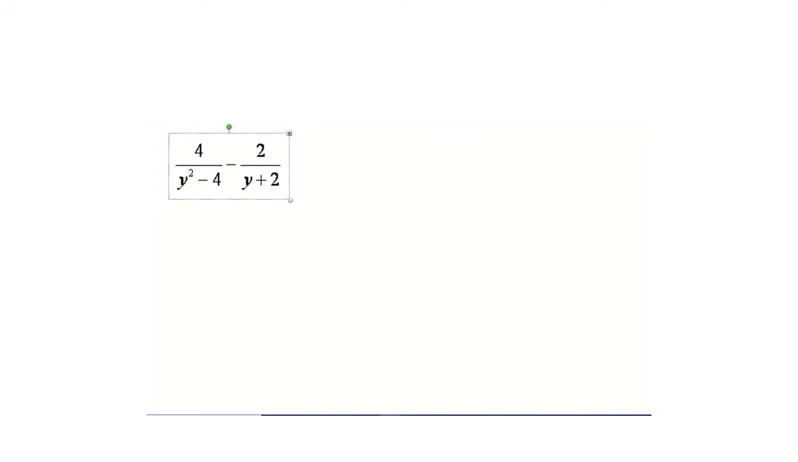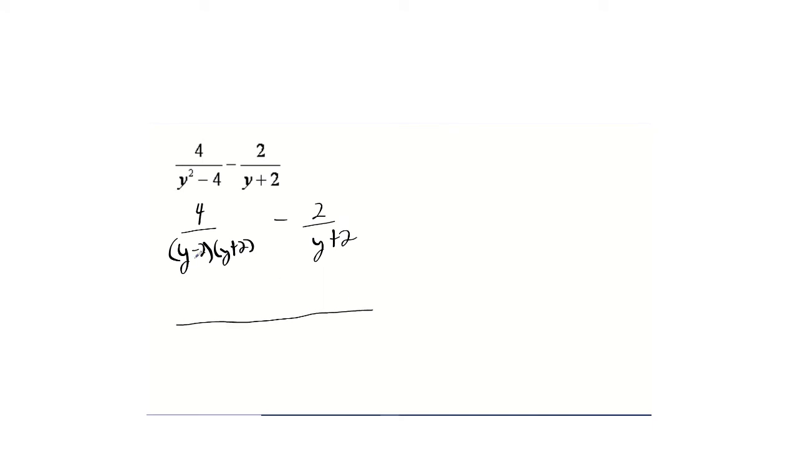This one's got some factoring I'd have to do first. So let's factor this first. So it's 4, w minus 2, w plus 2, take away 2 over w plus 2. So the least common denominator of these two fractions would be w subtract 2 multiplied by w plus 2.